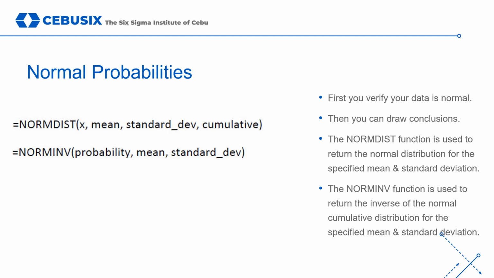This would calculate the odds of picking up a box that weighs more than 50 pounds. If you had selected true, it would calculate the less than 50 pounds probability.